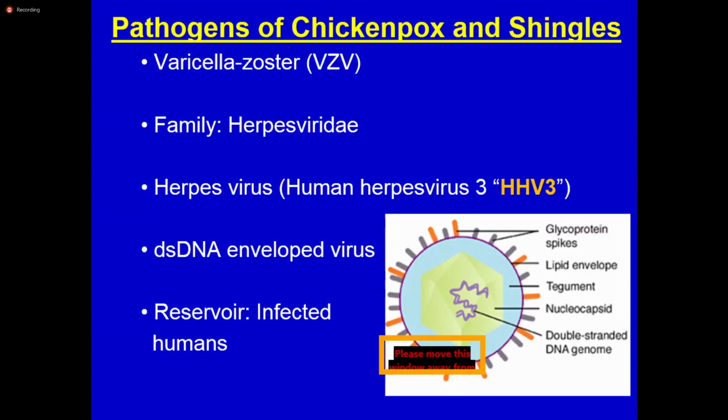Pathogenesis of chickenpox and shingles, varicella zoster, family Herpesviridae. It is the human herpes virus type 3, as we said. Double-stranded, enveloped, reservoir only in human beings. So this is the virus, looks like that, double-stranded, nucleocapsid, tegument, lipid envelope, and the spikes for attachment, the glycoproteins.